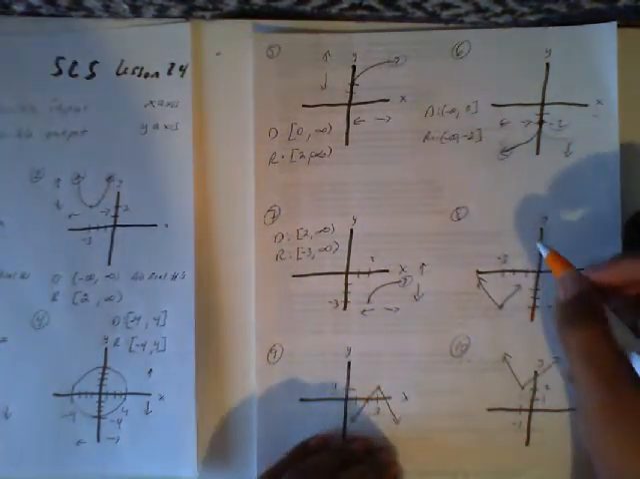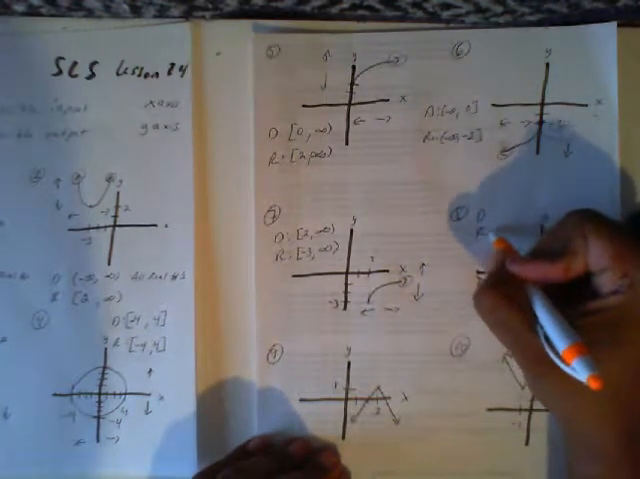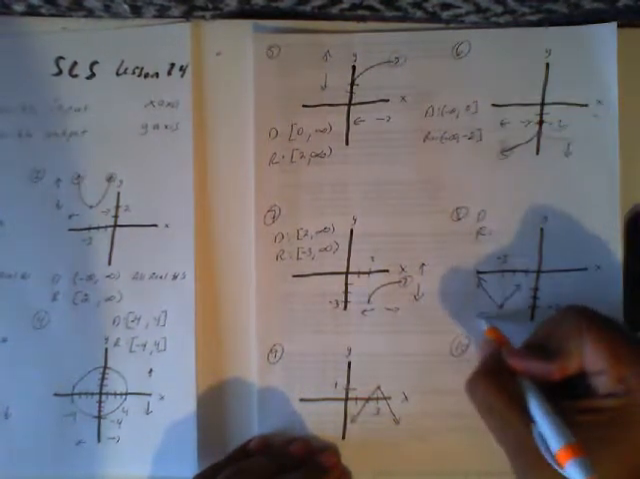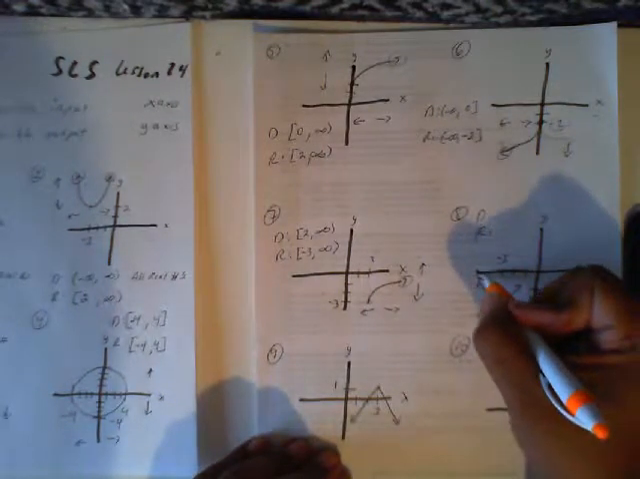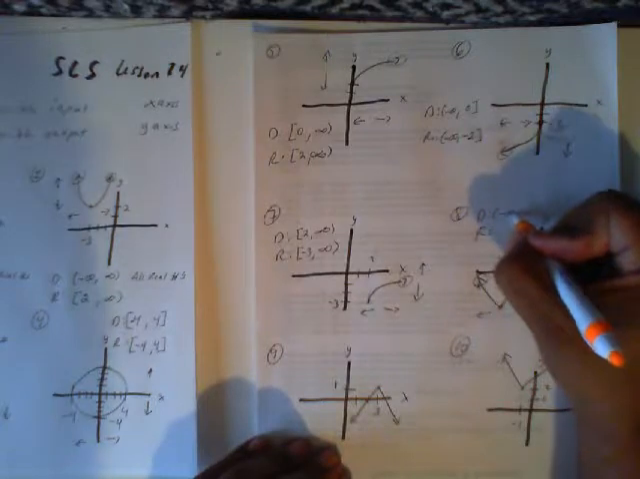Okay, number 8. First let's look at the domain and then the range. The domain is how far will this graph go to the left, and we see it's going wider and wider every time, so that's -infinity. How far will this go to the right? This is also getting wider and wider to the right, so that's +infinity. Or should I say all real numbers.